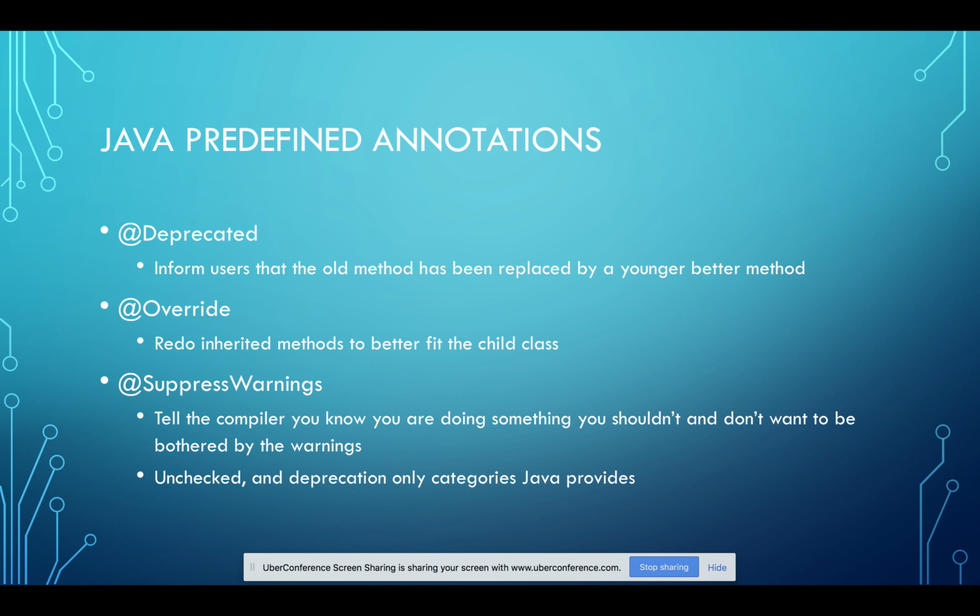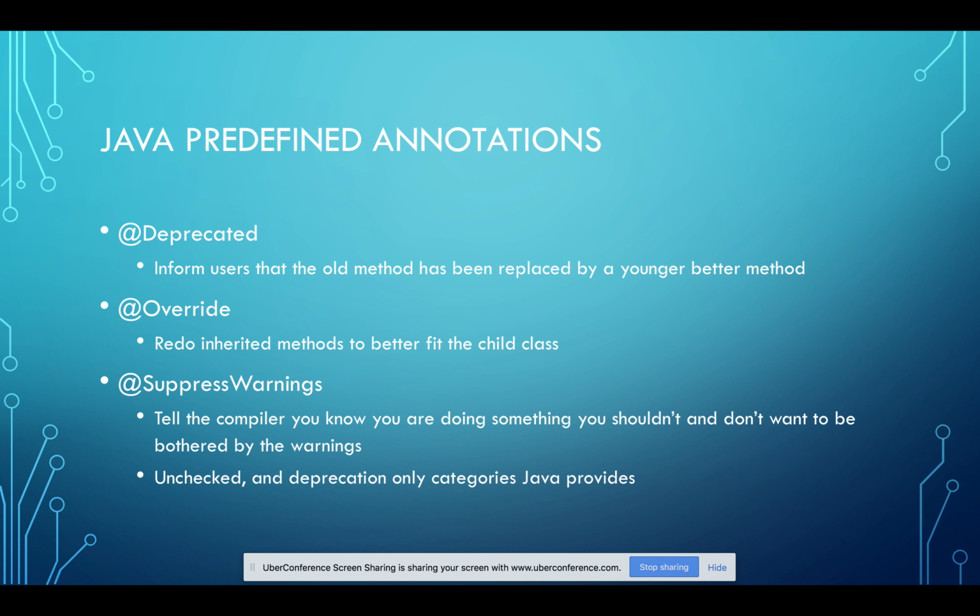So the main ones are these three, the ones that Java provides: Deprecated, Override, and SuppressWarnings. Override's the main one I think everybody here has probably seen before. You have to override stuff when you don't want the parent method, so you override it to get your own method. Deprecated's another one.